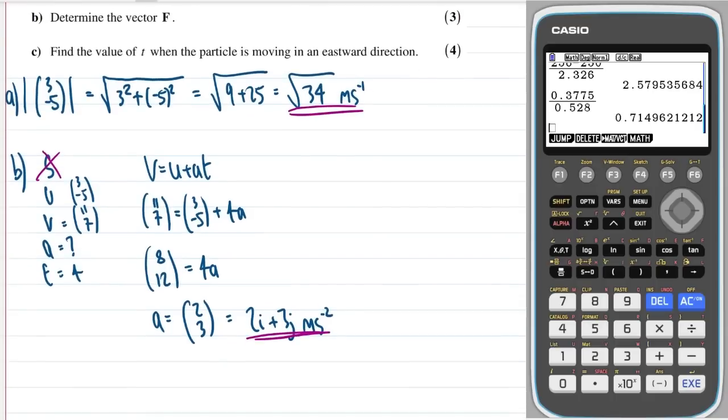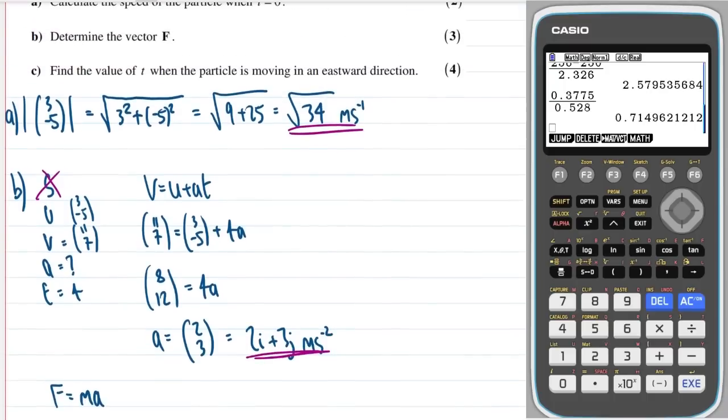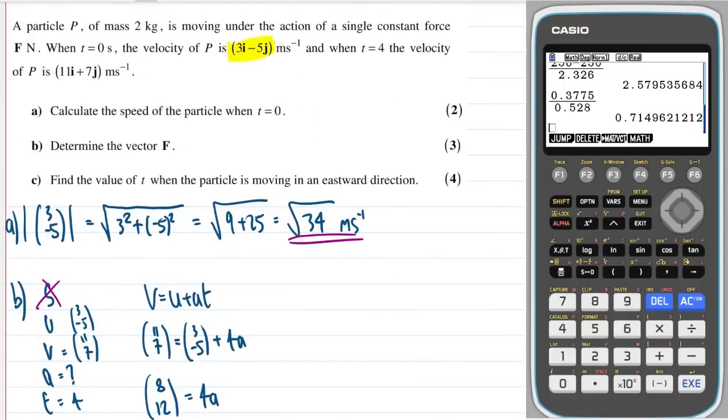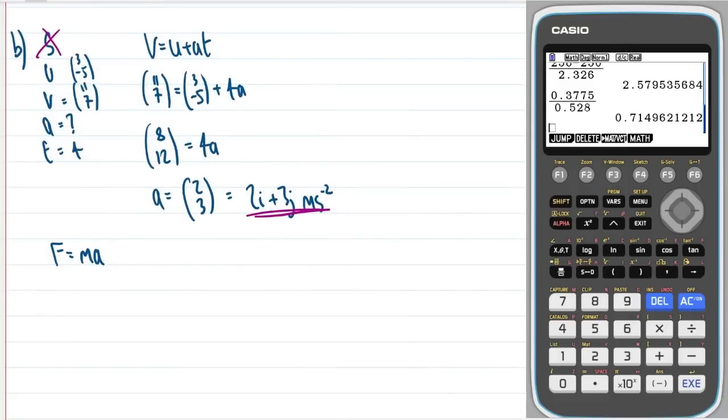Oh, that's not the final answer, of course, because I didn't read the question. It says determine the vector F. So we know that F is equal to mass times acceleration. And we know that the particle has mass 2, as it says here. So therefore the force is just 2 times 2i plus 3j, which is equal to 4i plus 6j, and that will be in newtons. Perfect.